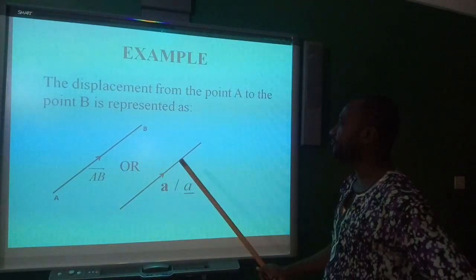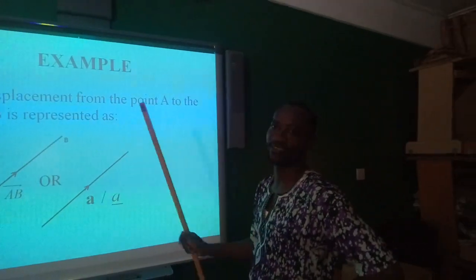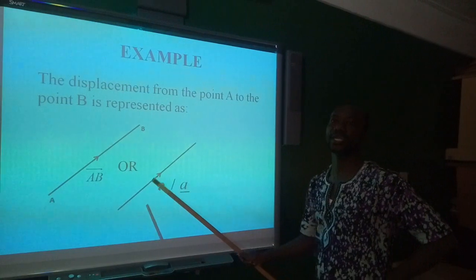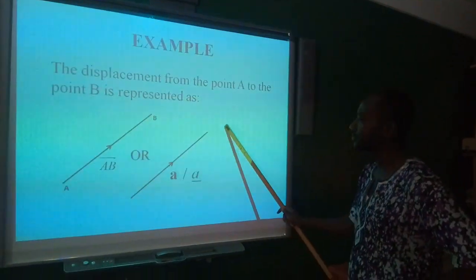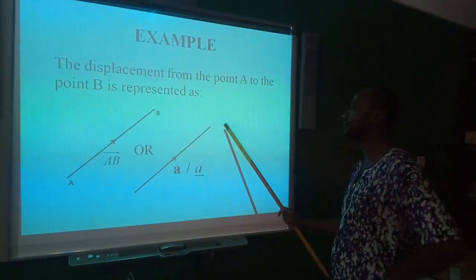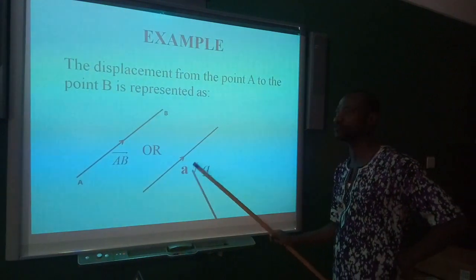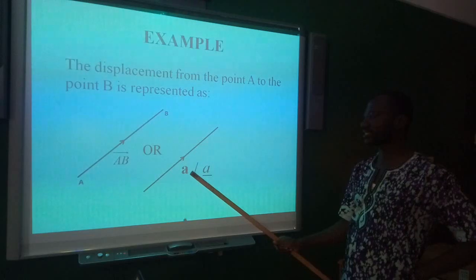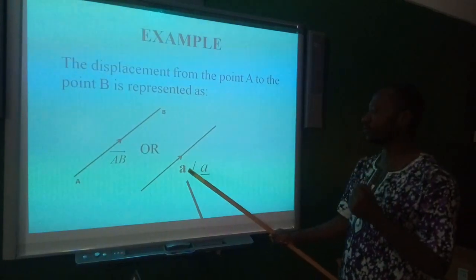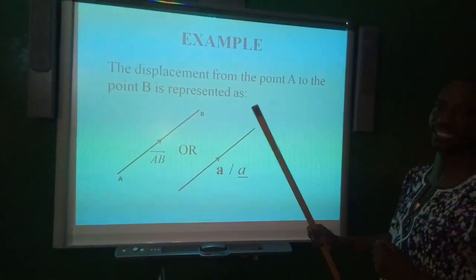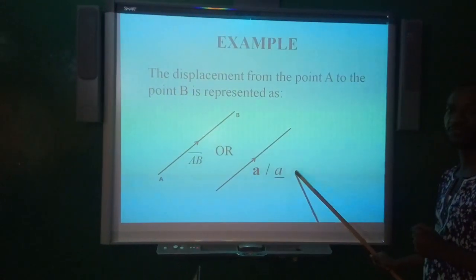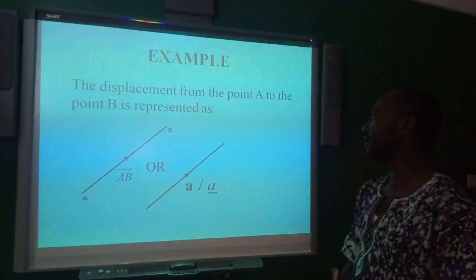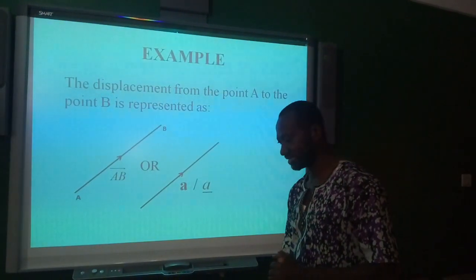Or if you don't need the starting and the ending of the vector, you can represent the vector by a lowercase letter. There is no starting, there is no ending. You just use a lowercase letter to represent it. In books or in print, we bold the lowercase letter, but when we are writing, we just underline it to indicate the vector. This is how a vector is represented.